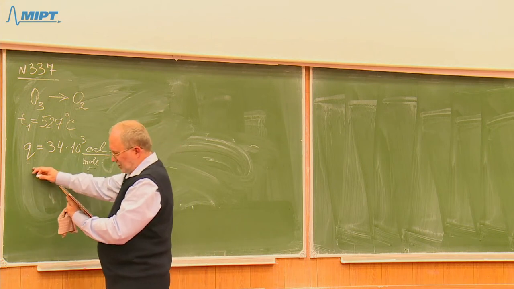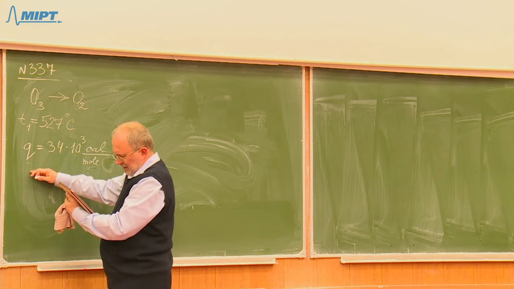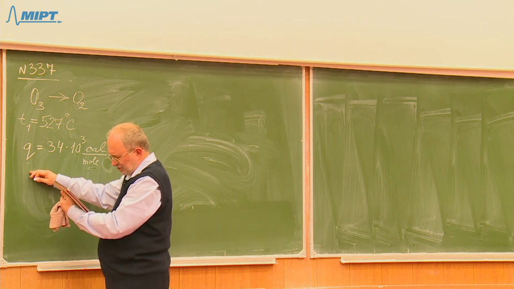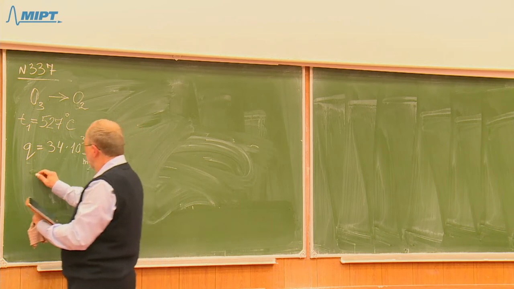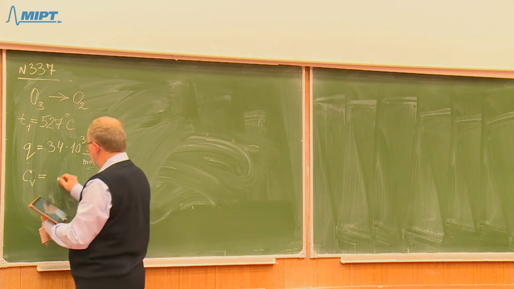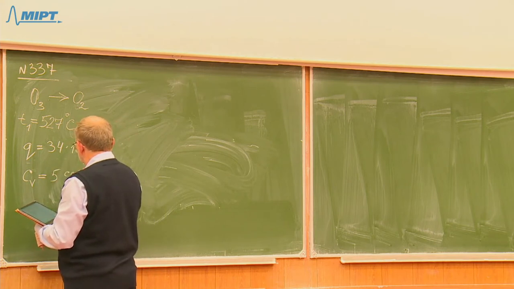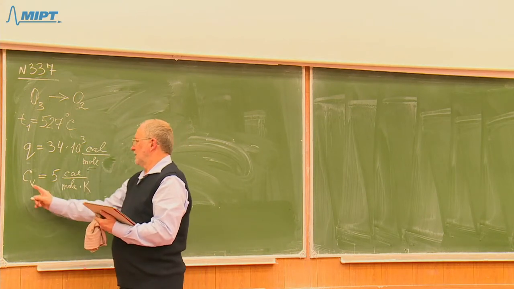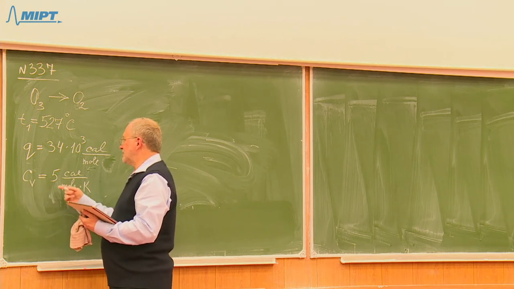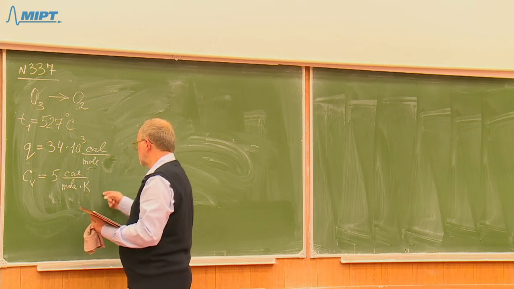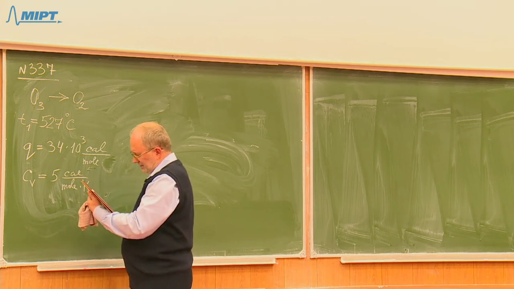So we know this heat, specific heat. Assume that the heat capacity of 1 gram molecule of oxygen at a constant volume is known. The heat capacity of oxygen at a constant volume is 5 calories per mole Kelvin. Here we need Kelvin because this is a specific heat capacity related to heating the substance by some degrees of Kelvin, some Kelvins. So we need Kelvin here in the units of measurement.